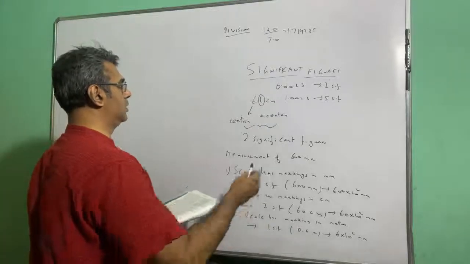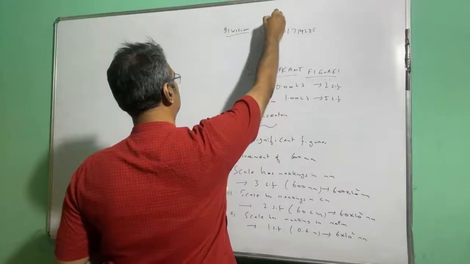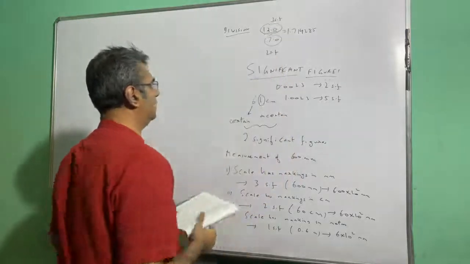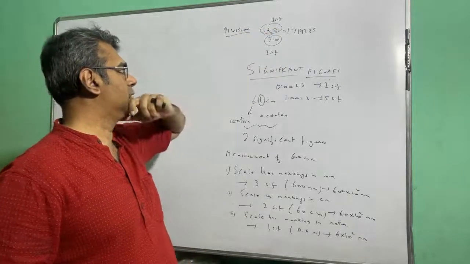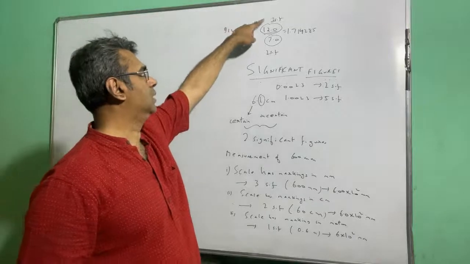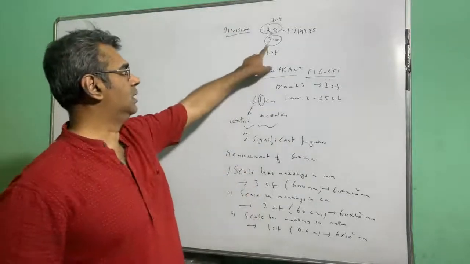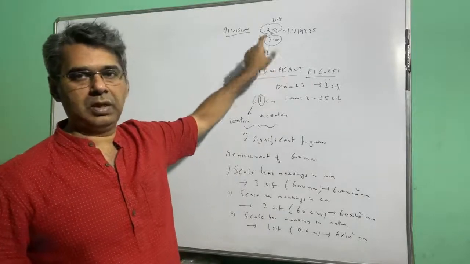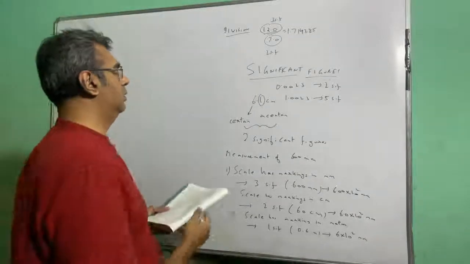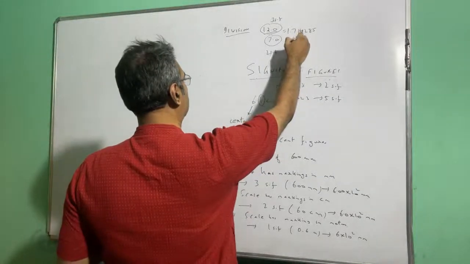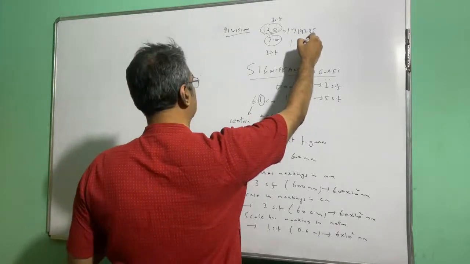You will have to see that 7.0 has two significant figures and 12.0 has three significant figures. So out of these two, you have to see which one is the lesser one. The lesser one is 7.0, it has two significant figures. So according to the rule, your answer will also have two significant figures. So 1.71425 will have to be taken as 1.7. This will be the answer.